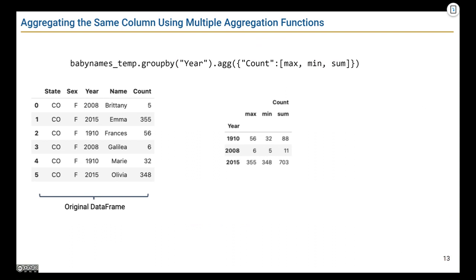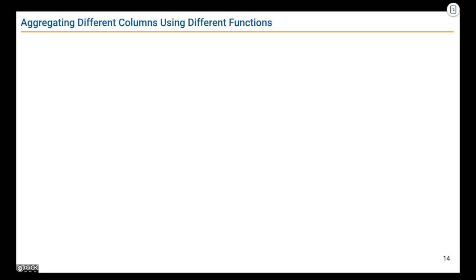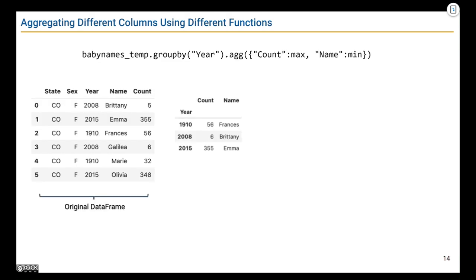Now we can get a little fancier in case we want to aggregate, for example, using multiple aggregation functions. So if for some reason I'm interested not just in the max or the sum, but I want multiple statistics, I can call all of those inside the dictionary by just putting them in a list. Similarly, I can aggregate different columns using different functions.